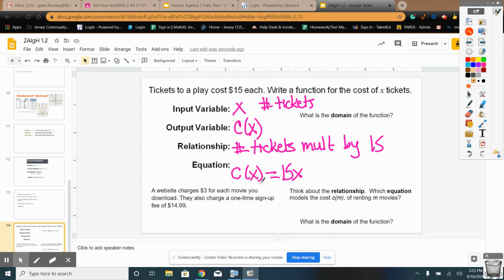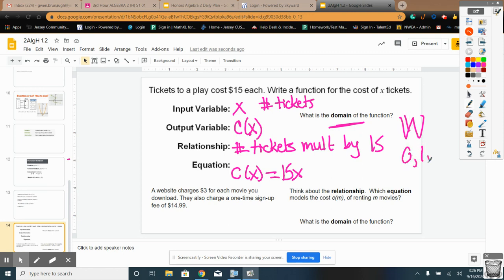What would the domain here be? And be careful when they say domain. What kinds of numbers can I plug in for x? Well, if you graph y equals 15x, that's just a line. But we're not really talking about the graph here. We're talking about things in words. And we're talking about tickets in particular. So what kind of numbers can I plug in? Well, I can plug in whole numbers, actually. So I would say, what is the domain? I would say that it's whole numbers here.